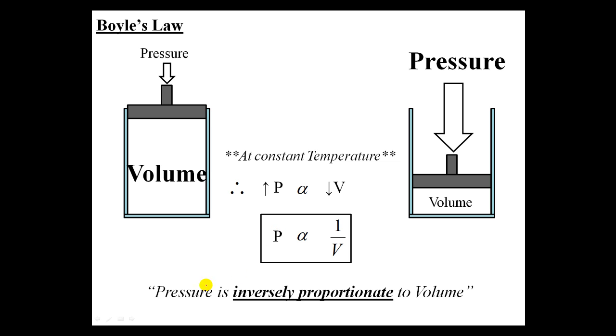If I lessen the pressure, so small pressure, the volume is allowed to increase. So this shows that pressure is inversely proportional to volume. Inversely proportional means one goes up, the other goes down. So if volume increases, then pressure must decrease. And this is the proportionality symbol to show that they are inversely proportional.